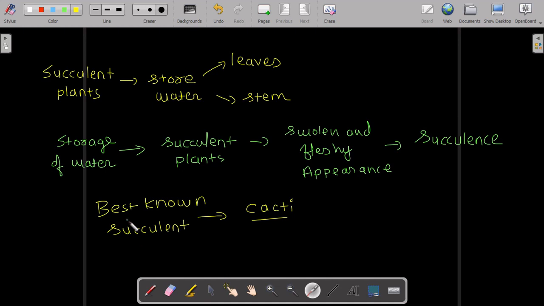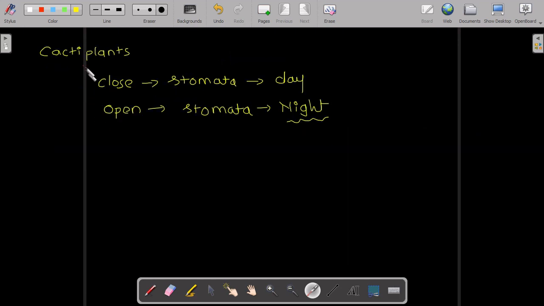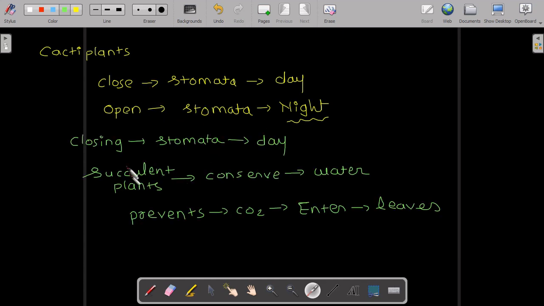Now the best known succulent plant is cacti, C-A-C-T-I. These cacti plants close their stomata during day and they open their stomata during night. So when the sun is there during day, the stomata are closed and the stomata get open in the night.